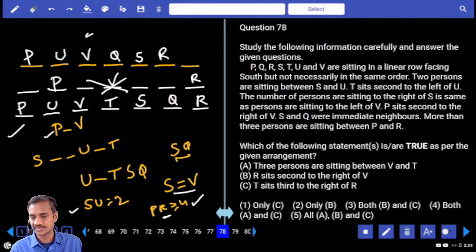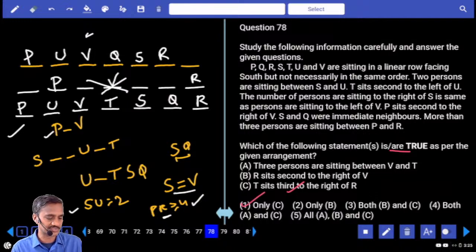And 78: which of the following statements is true? There are 3 in between V and T, that is false. R sits second to the right of V, that is false. And T sits third to the right of R, definitely true, choice 3. Only this is true, so choice 1 for 78.